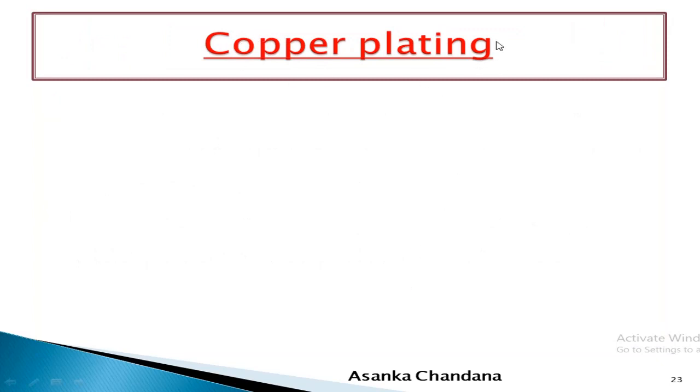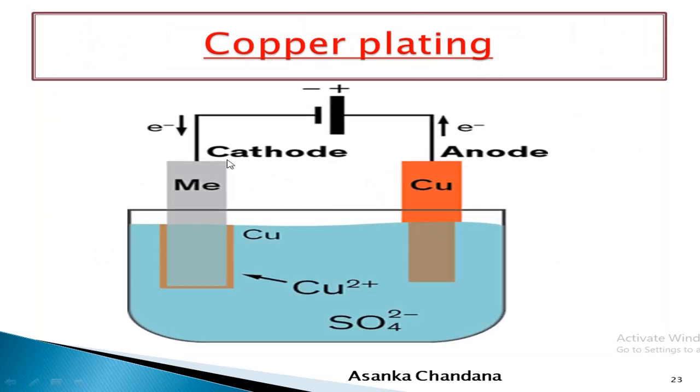Then we will discuss copper plating. In copper plating, the positive terminal should be copper, the negative terminal should be the relevant metal, and the electrolyte should be copper sulfate solution. After that, the copper from the anode comes and deposits on the metal. This is copper plating.